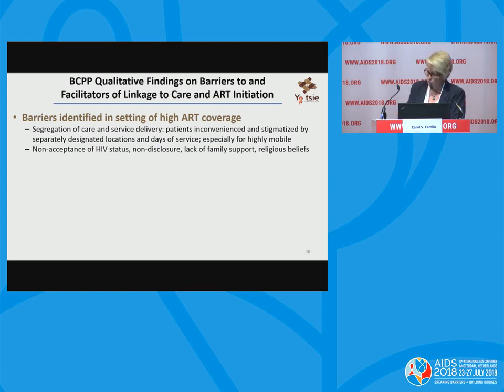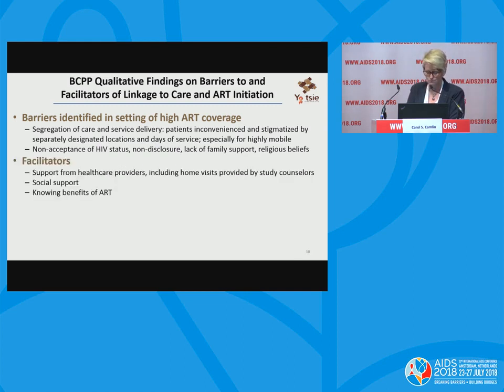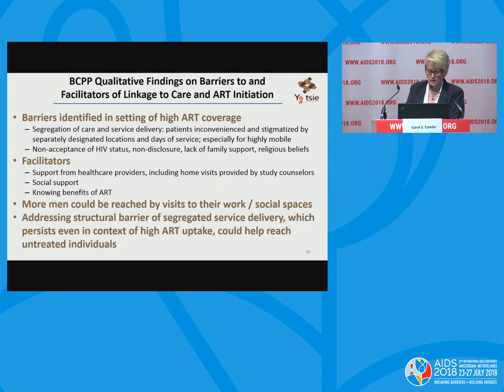Then there were individual level factors associated with stigma that were barriers, including non-acceptance of status, non-disclosure, lack of family support, and religious beliefs. Facilitators included support from providers, including via home visits, social support, and knowing the benefits of ART. Participants said that more men could be reached by visits to their workspaces and their social spaces, and that addressing the structural barrier of segregated service delivery could help reach untreated individuals by directly addressing stigma.